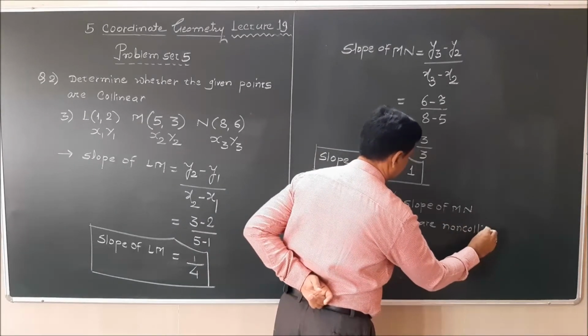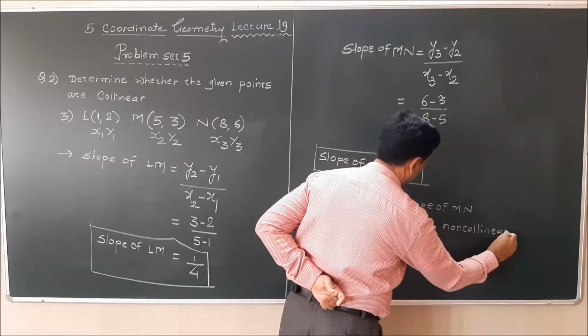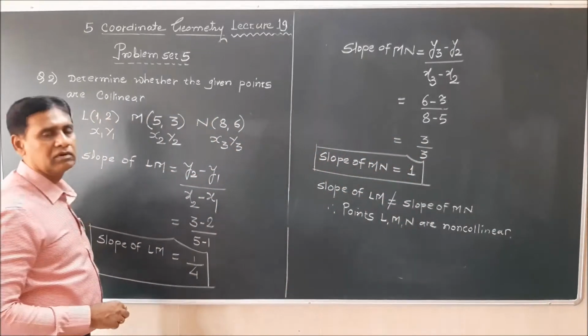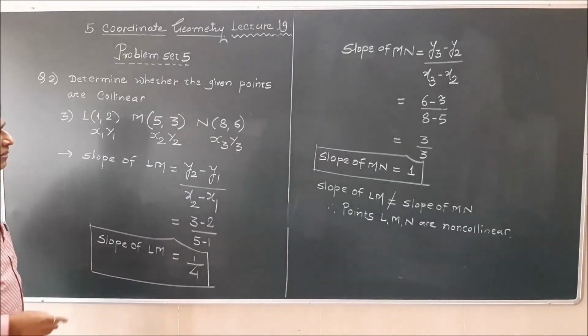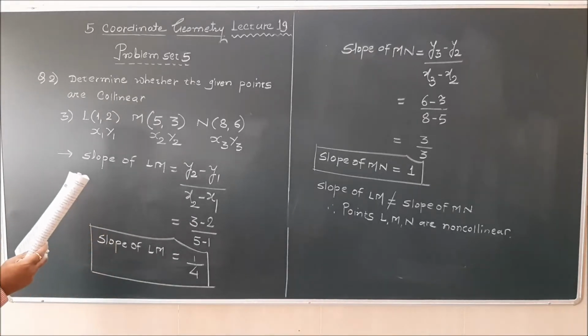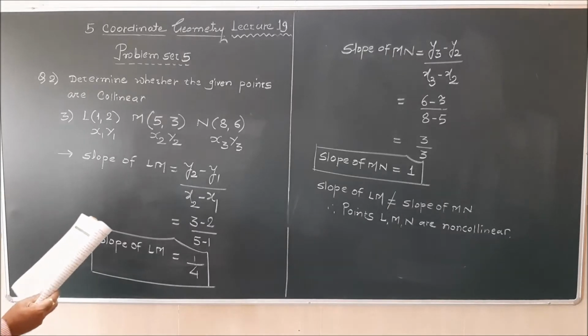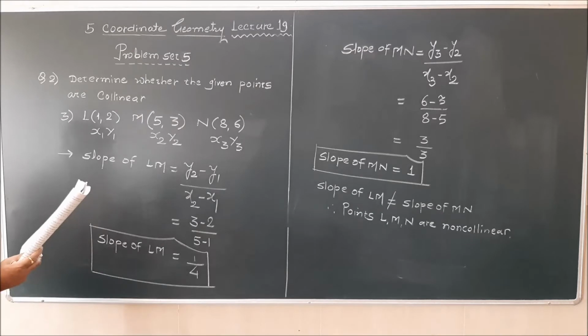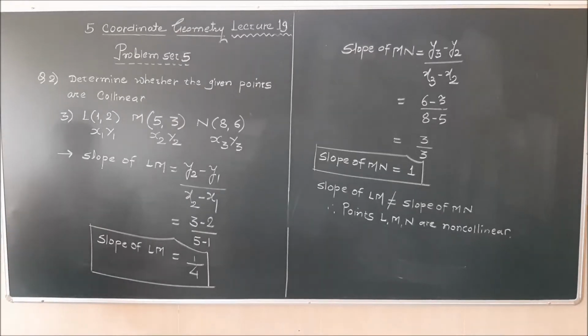This third one is non-collinear because the slope of LN is not equal to the slope of M. And if their slopes are not the same, then you will find the points are non-collinear. So 1, 2, 5, 3 and 8, 6. Okay, so these were the coordinates. So this is how we will find.